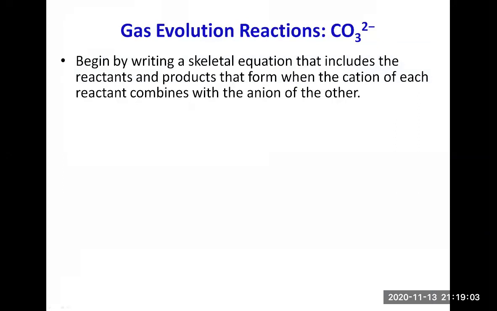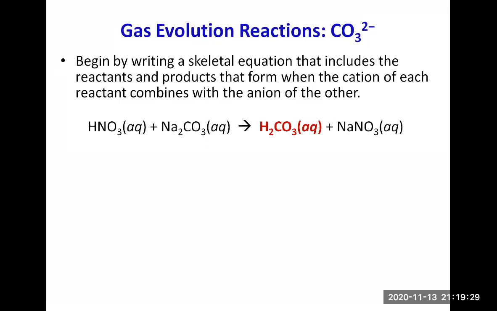So let's look at an example of a gas evolution reaction that has carbonate in it. So how do we proceed? Begin by writing a skeletal equation that includes the reactant and the product that form when the cation of each reactant combines with the anion of the other. So let's say here you have the sodium carbonate combining with the nitric acid, HNO3. So we've seen in the table that if you put carbonate into an acid, any kind of acid, the carbonate will combine with the acid, the H plus ions.